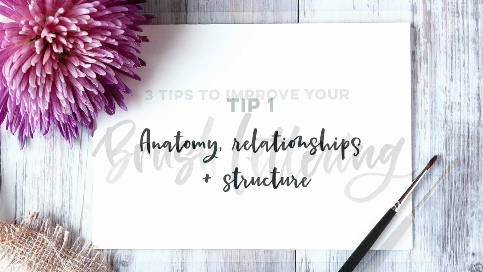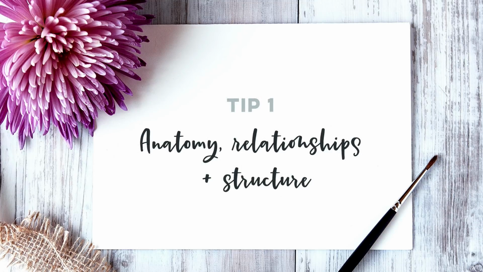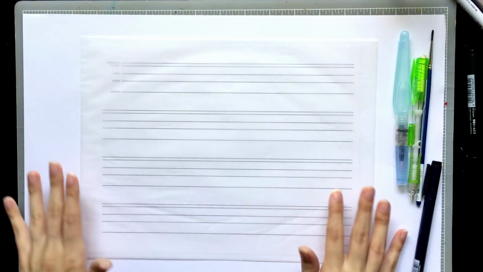Okay, so the very first tip is improving your structure or your anatomy of your lettering. Getting those consistent letter forms and understanding their relationships with other letter forms. I actually have a tutorial on type anatomy. If you click on the link in the video description, you can check out that video, but we're going to do a brief overview right here.